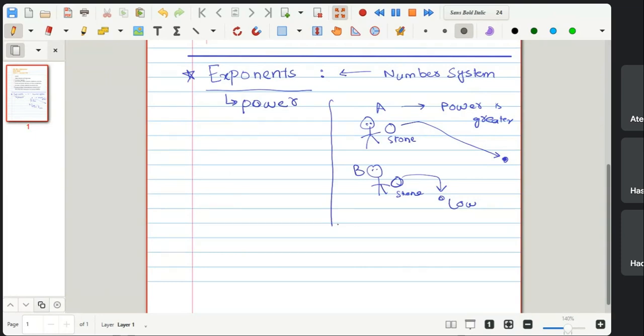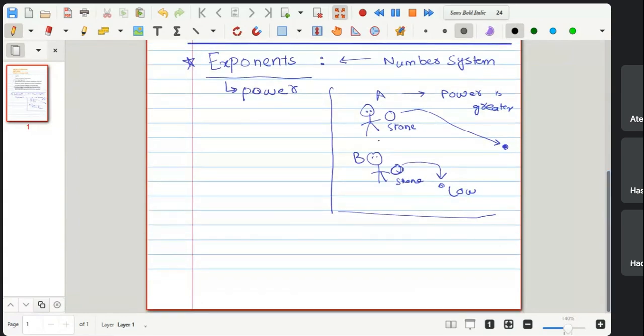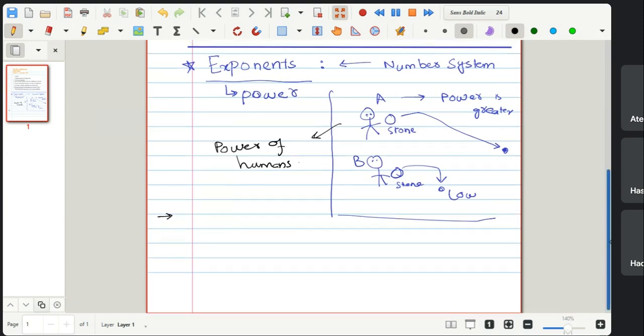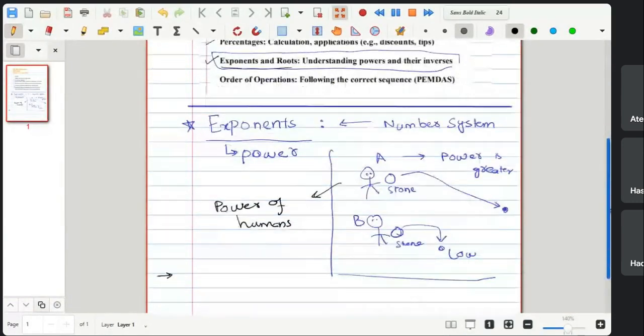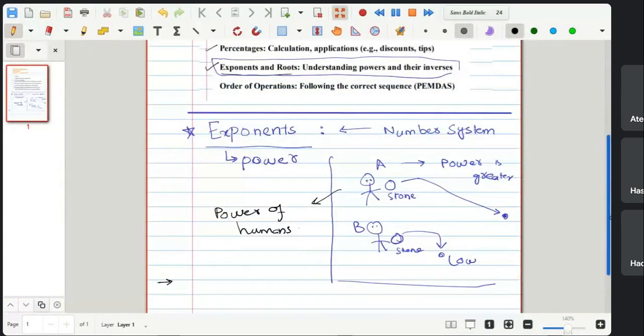But here in mathematics, what do we actually mean by that? There is also the power of man here. I explain here the power of humans. Please note this. It is a very important thing, and don't try to forget it. You can also note this. This section on exponents is also very important, because in the GD exam there are a lot of questions from this.